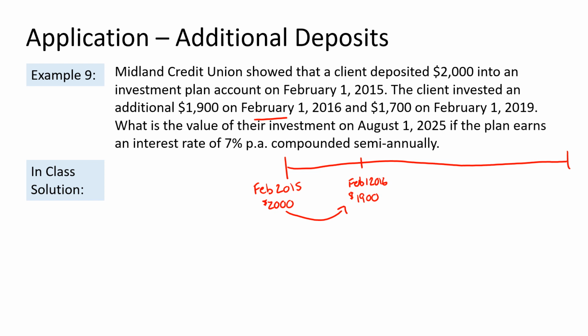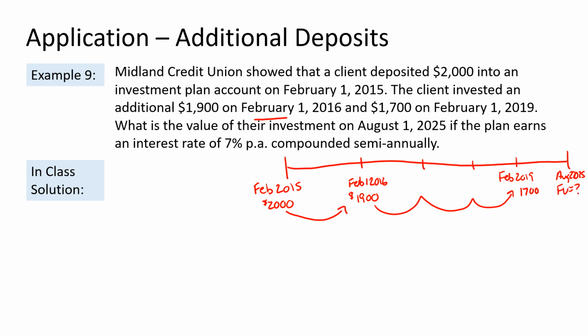Then we're going to go once again. We have 2017, 2018, 2019. 1, 2, 3 periods where we have another $1,700 added. And then we're looking further on in the future. Again, I ran out of room for space. August 2025. And we want to know what the future value is here.